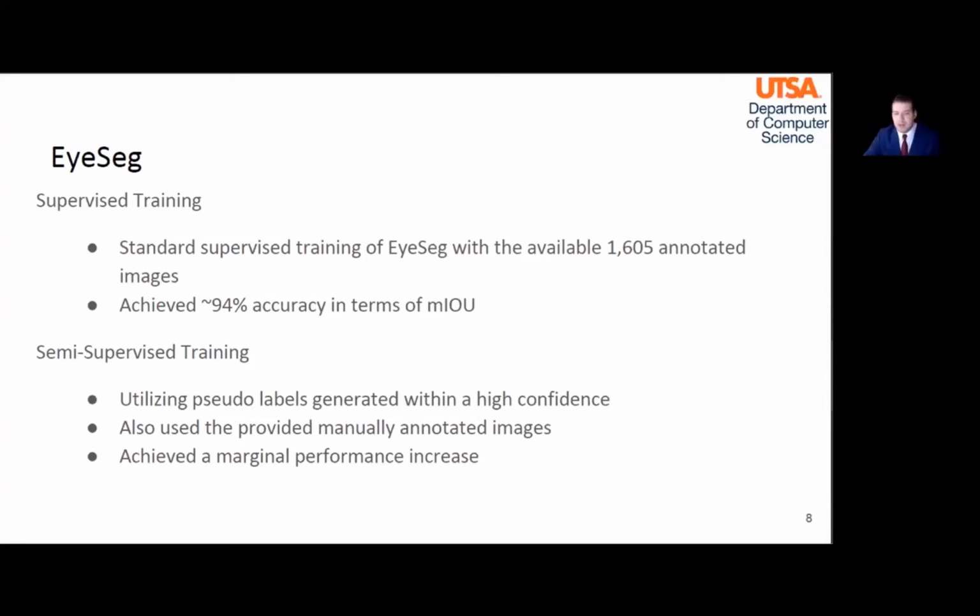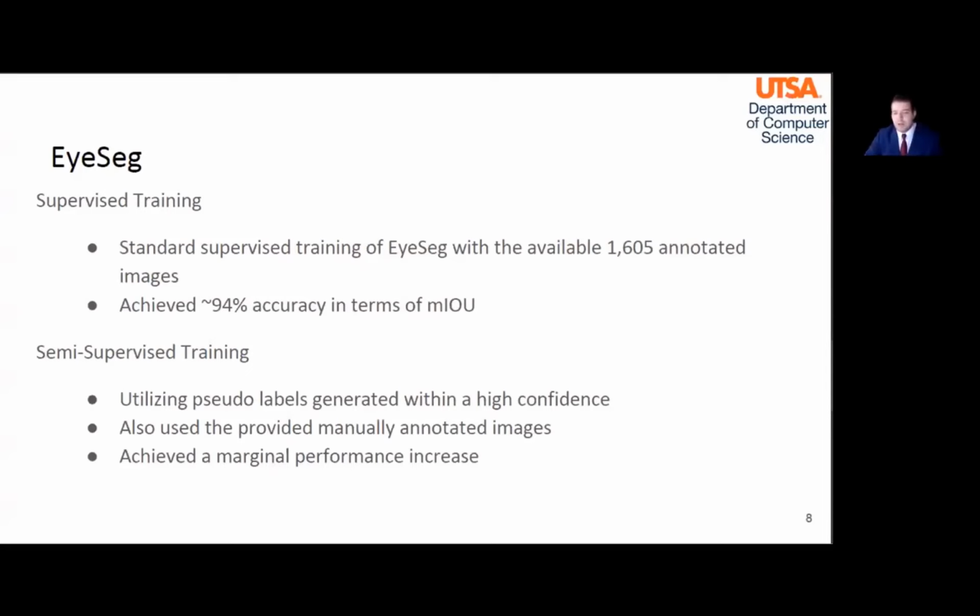Second, we employed a semi-supervised learning environment using pseudo labels generated from highly confident predictions, as well as the provided labels. Although this training method had promising performance increases with our local testing, we unfortunately did not have access to the hidden test set for this experiment to further test and compare between these two.